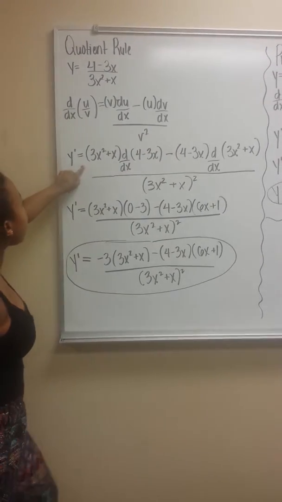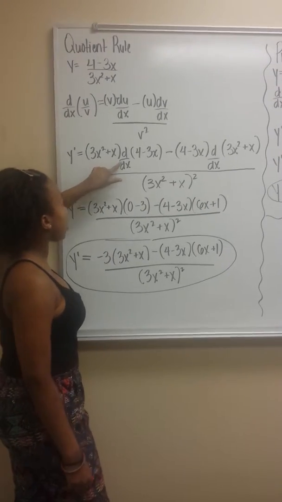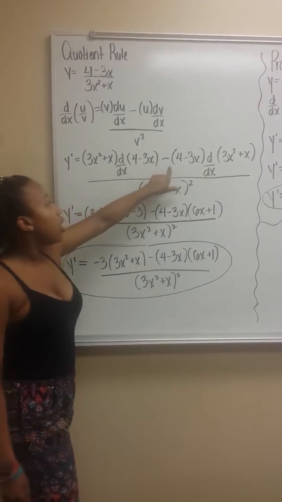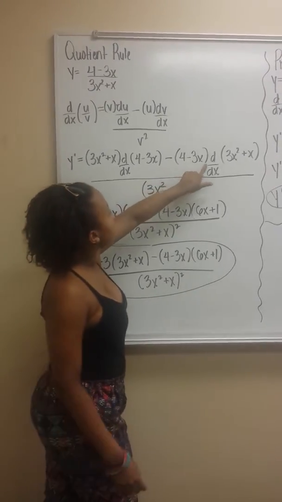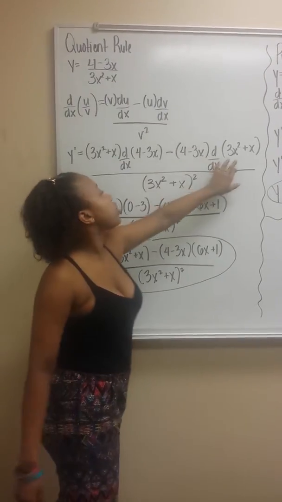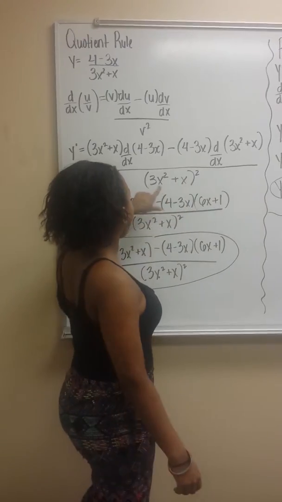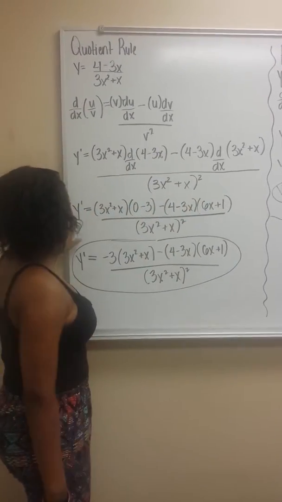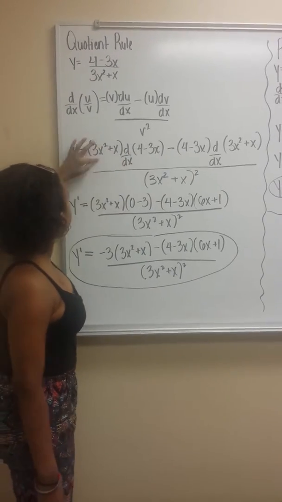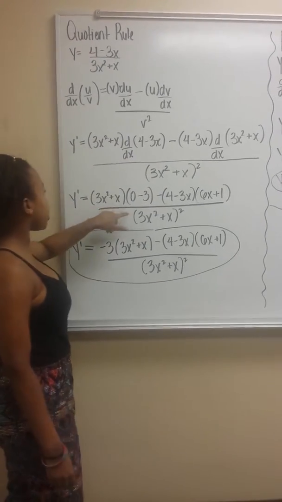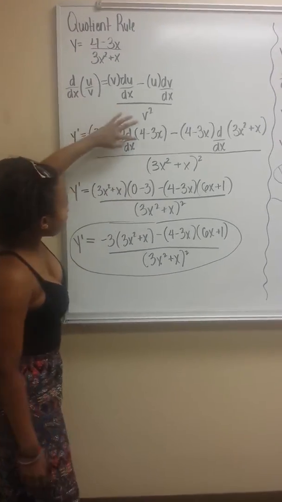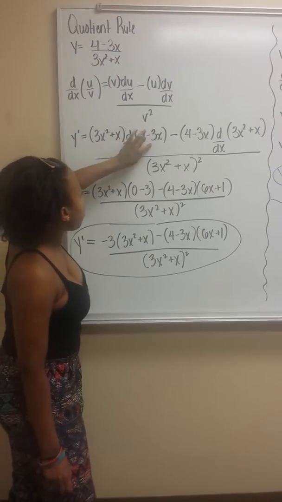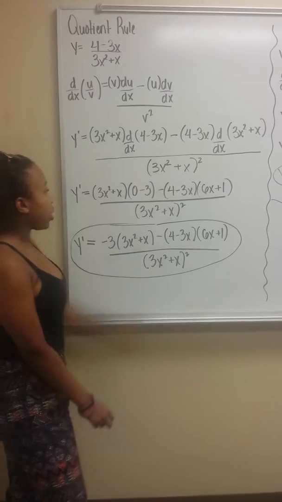So when we plug it in, you have 3x squared plus x times the derivative of your top one, which is 4 minus 3x, minus 4 minus 3x times the derivative of your bottom one, which is 3x squared plus x, all over your bottom one squared, 3x squared plus x squared. So you bring the 3x squared plus x down, and you find the derivative. The derivative of 4 is 0 because it's a constant, and the derivative of negative 3x is negative 3.